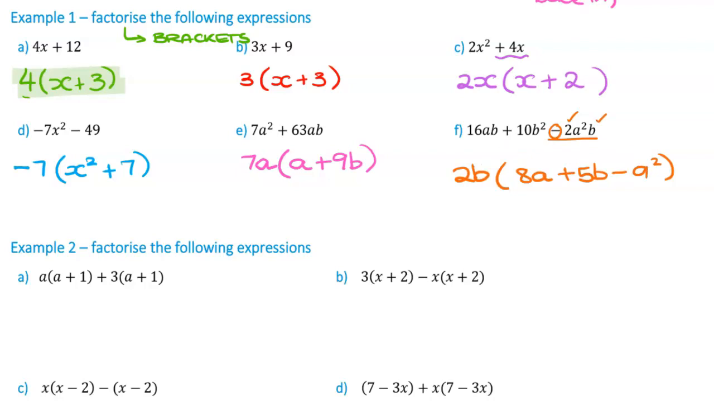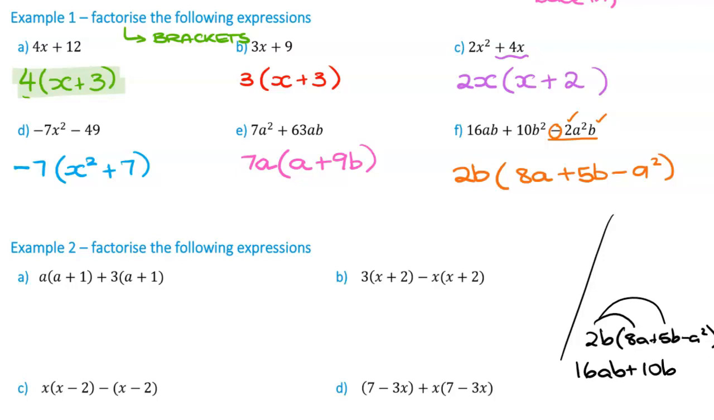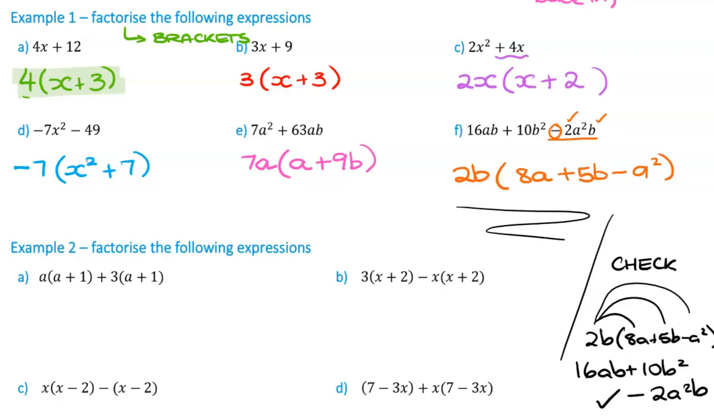If you wanted to check on the side of your page, 2B, 8A plus 5B minus A squared. Expanding that out, we'd have 16AB plus 10B squared minus 2A squared B. And is that what we started with? Yes. So a really nice check on the side of our page. Make sure you don't just do it underneath, because otherwise you will have undone all of the hard work that you did. So a nice check on the edge of your page.